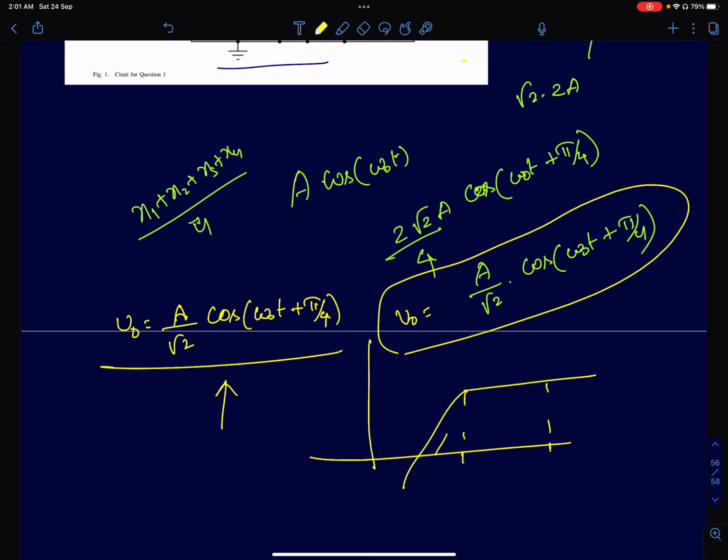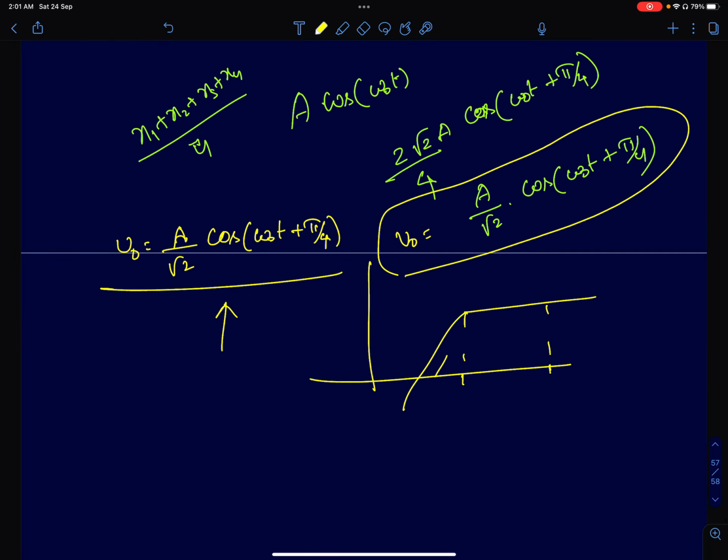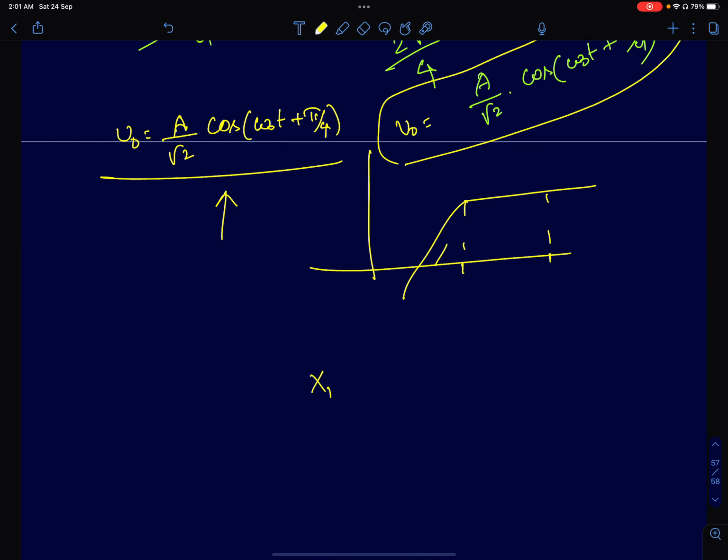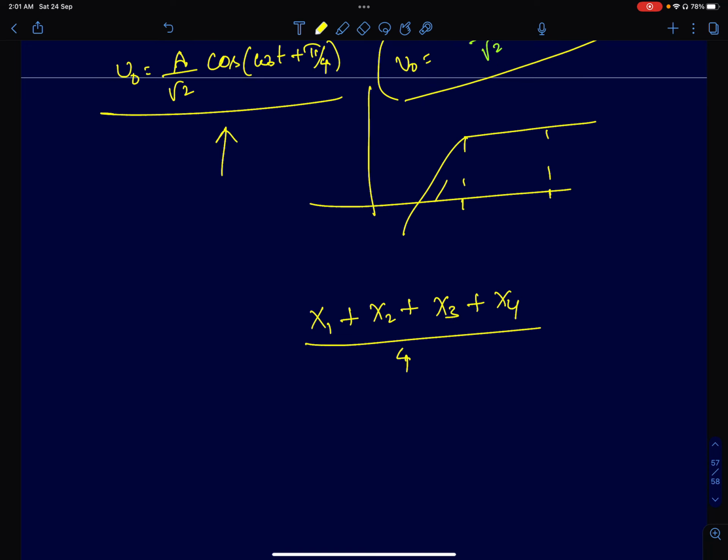So the first 2 frequencies don't appear here in the circuit. If you carefully observe, what have I done? I have just added 4 terms, x1 plus x2 plus x3 plus x4, divided by 4. The magnitudes of all these terms are the same, but x1, x2, x3, x4 are all just phase shifted versions of x1. So this very closely resembles an FIR filter.